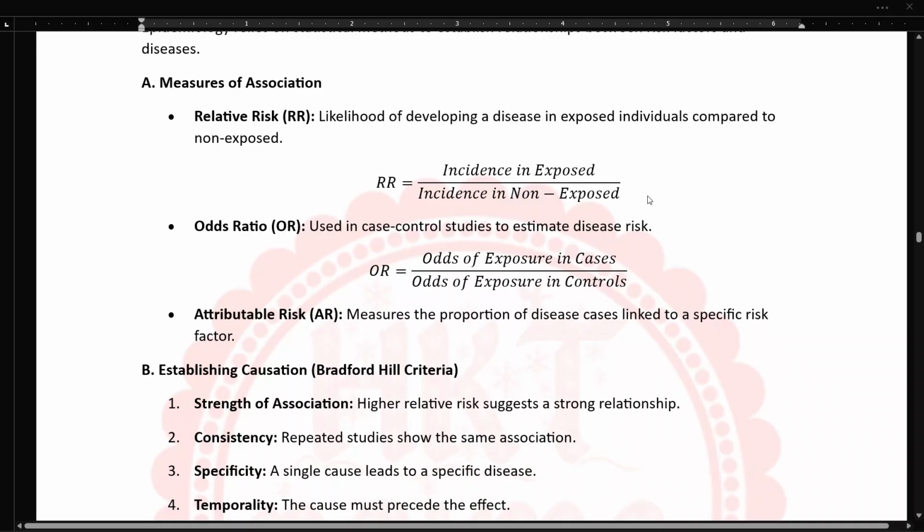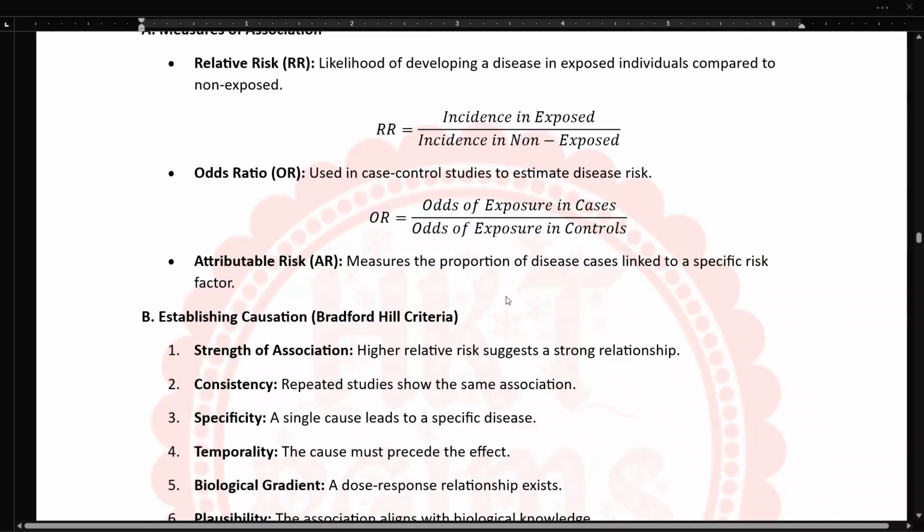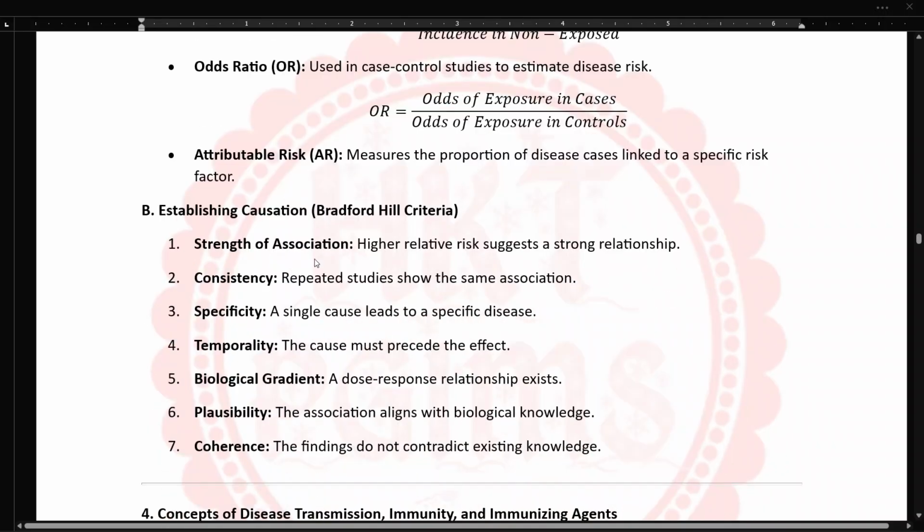Odds ratio, OR, is used in case control studies to estimate disease risk. OR is the odds of exposure in cases upon the odds of exposure in controls. Next, we have attributable risk. It measures the proportion of disease cases linked to a specific risk factor.